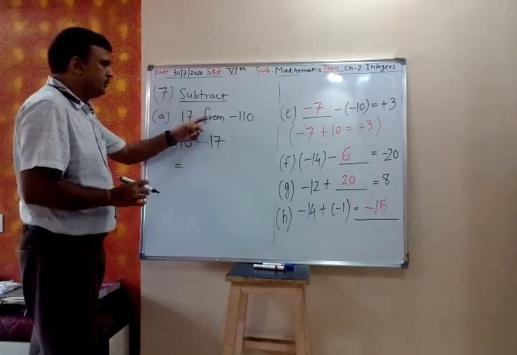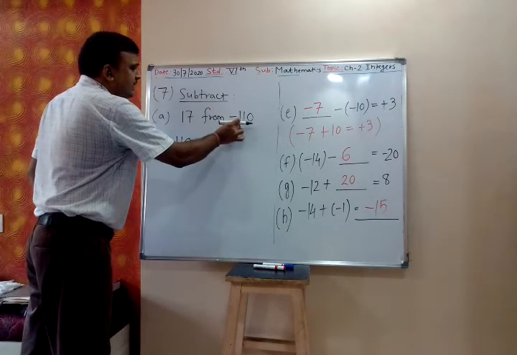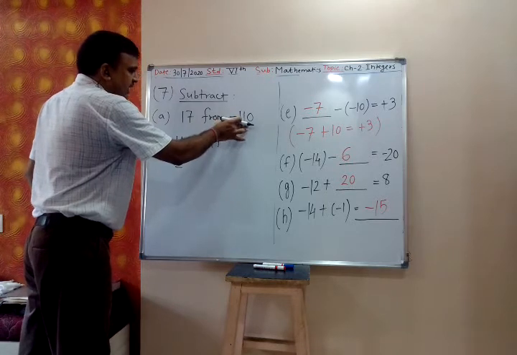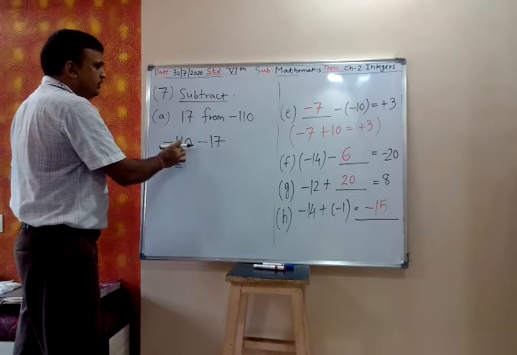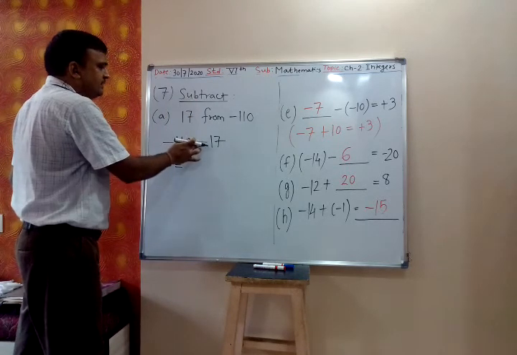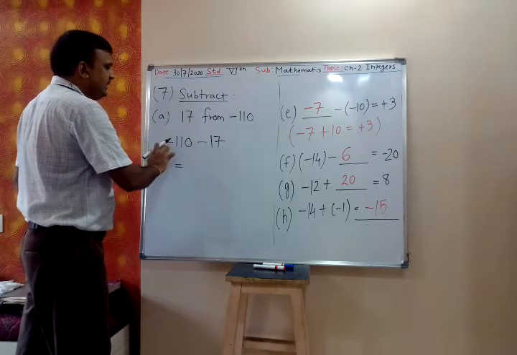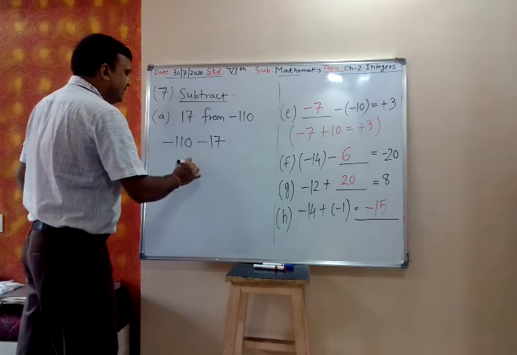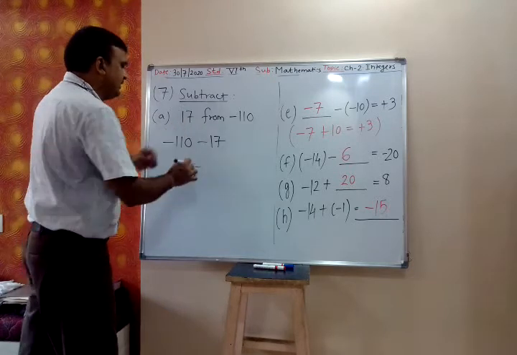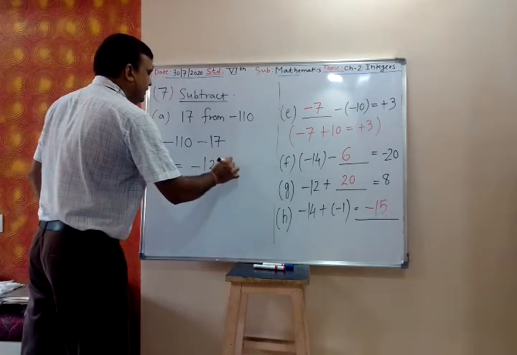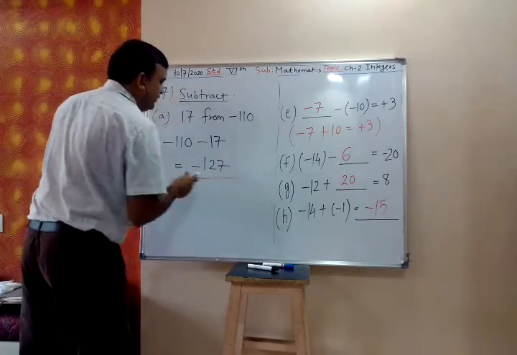After from, whichever number is there, that is my bigger number. Minus 110, from this number we want to subtract. Subtract means minus. Which number? 17. So minus 110 minus 17. With the minus sign, you have to add the numbers and take the common sign, minus. 110 plus 17 is 127. Minus 127 is the answer.